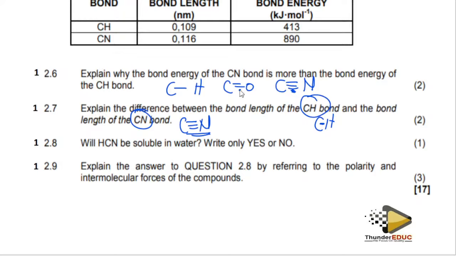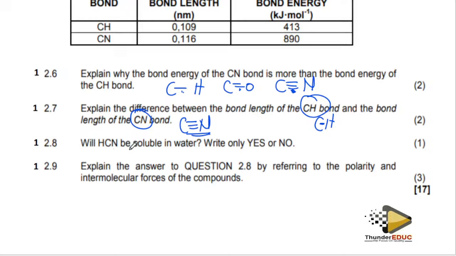So in this scenario, this one is short and stronger. This one is longer compared to this one. You understand? But this one is not longer than this. Why? Because this is a single bond. So single bond, long and weak. Multiple bond, short and strong. I think I'm clear there.